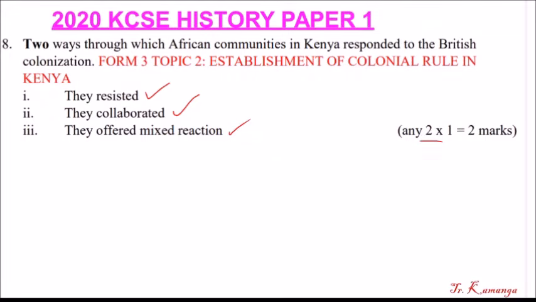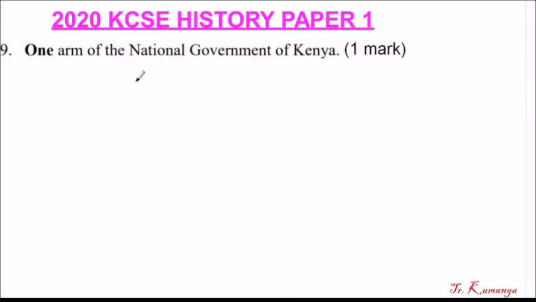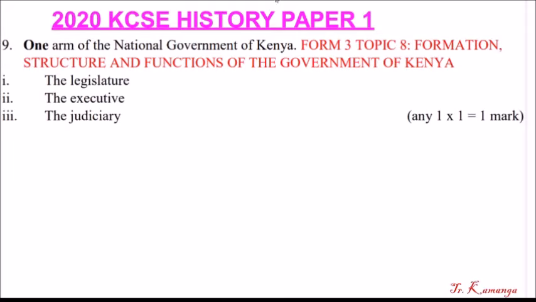Let's go to question number 9. One arm of the national government of Kenya. How many arms of government do we have? We have 3: the judiciary, the executive, and parliament, or legislature. So one arm of the national government of Kenya. Form 3 Topic 8, Formation, Structure, and Functions of the Government. So we have the legislature, that is the parliamentarians.